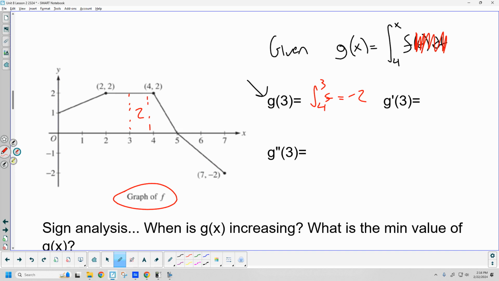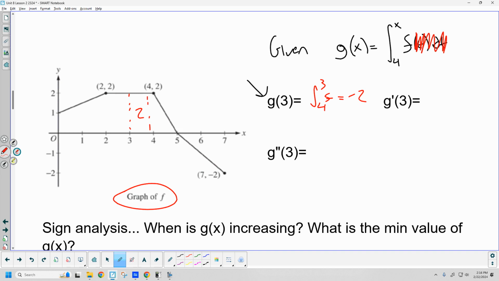Now, tiny question. See if you understand things. What is G prime of 3? Tell your neighbors, what's G prime of 3? It's a very tiny question, very simple question, but involves you understanding what we just talked about.